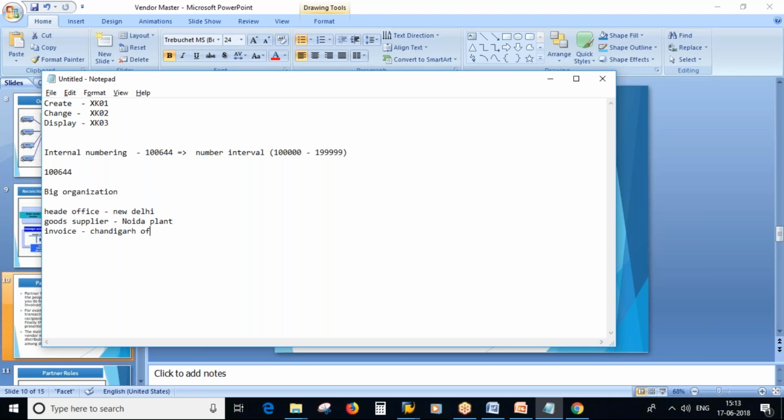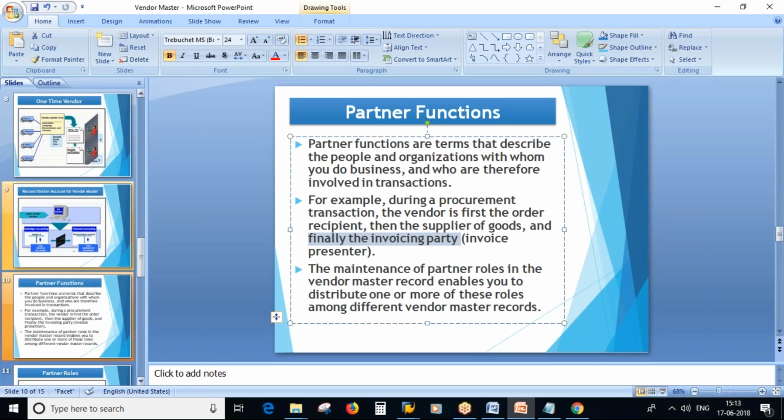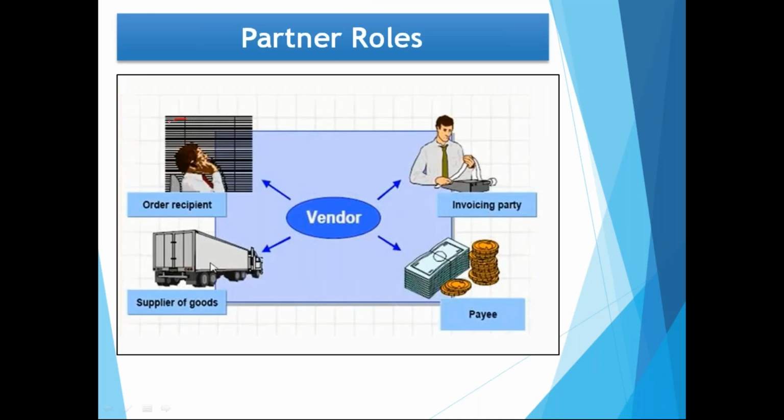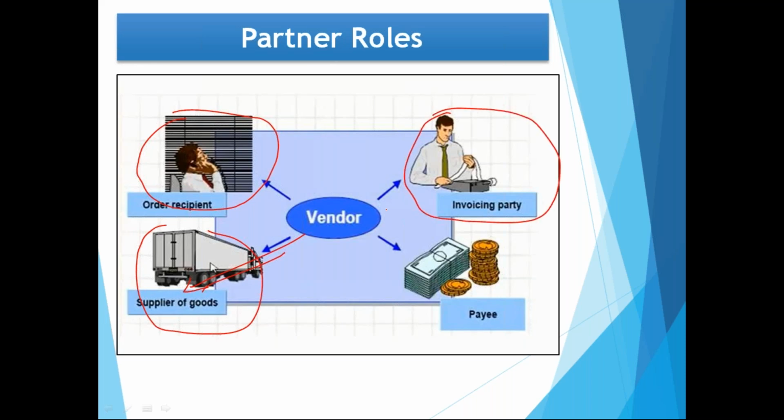So from the Chandigarh office they will be sending the invoice. So in the same organization, different places will assume different roles. Those are called partner functions. In the same organization, one plant person will receive the order, and from a different place they will supply the goods to you. Invoice will be sent from some other plant, some other location, and you will be making the payment to a head office like this. So all these are called partner functions.